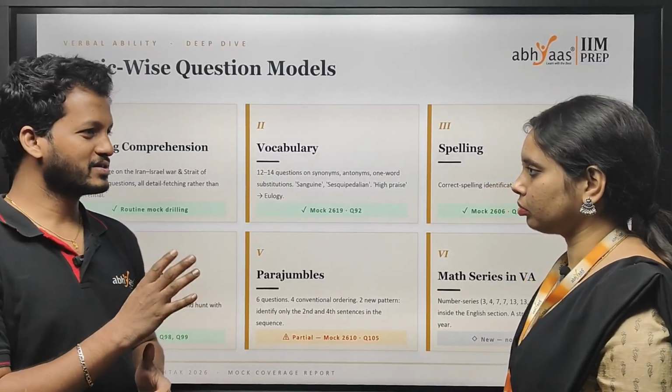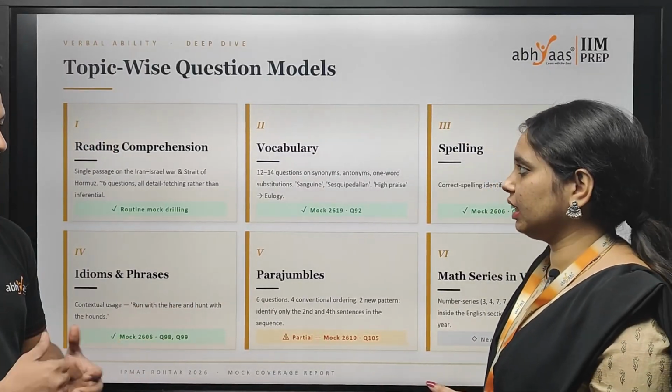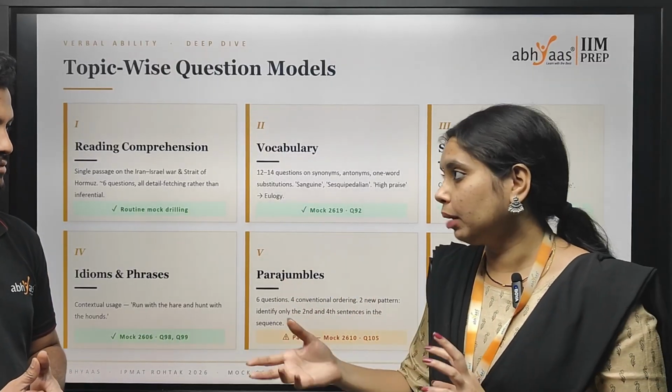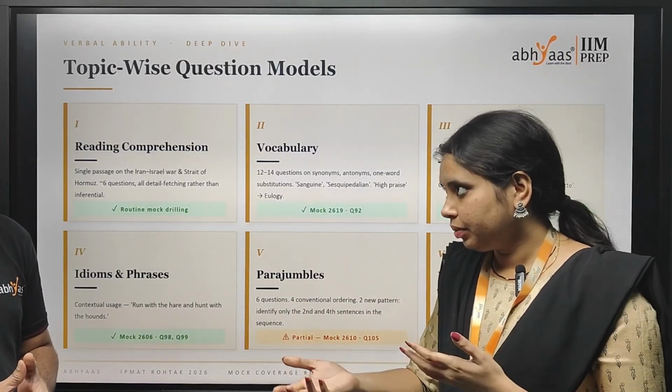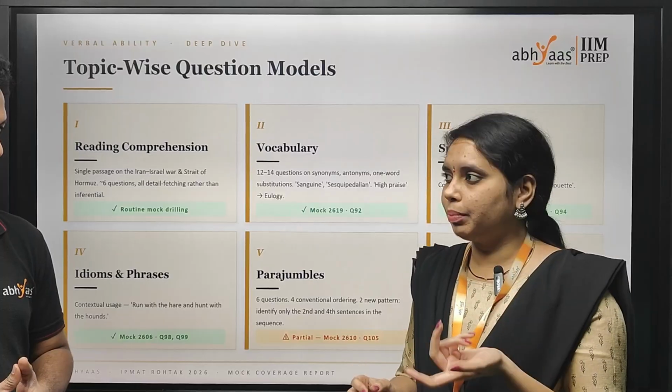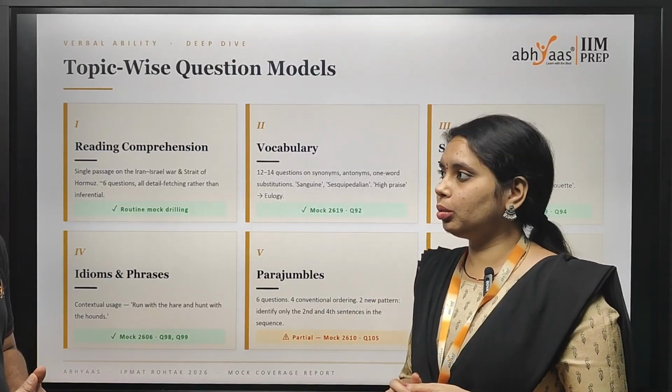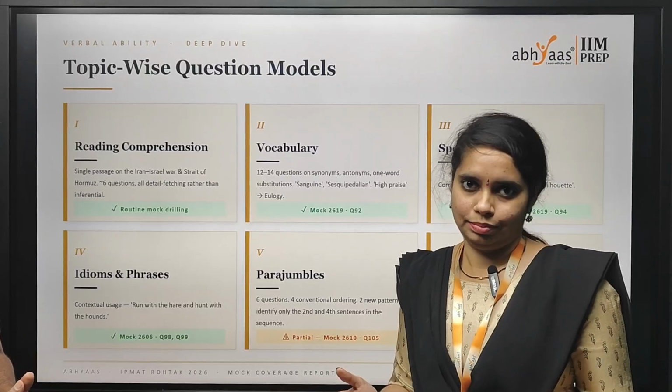So overall, the paper is easy, I think. Yeah, overall we can say easy, because every year we see that the difficulty heavily relies on quant and LR, but this year it's easy, and there are a few surprises in vocabulary, but the vocabulary part is a bit heavy. So yeah, overall we can say it's easy, right?